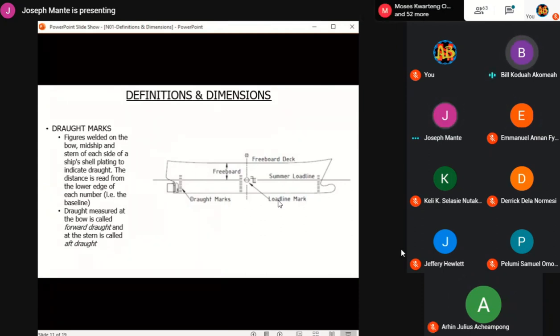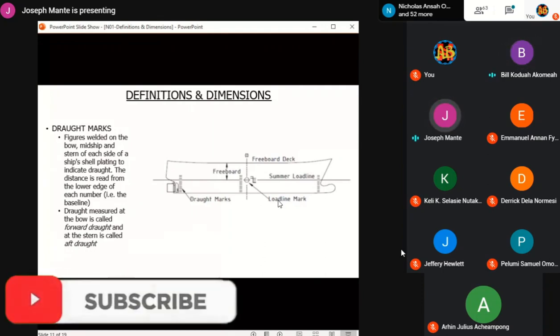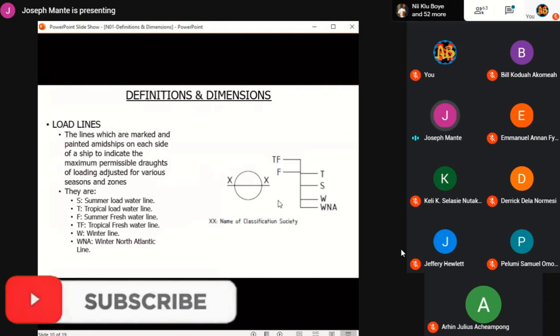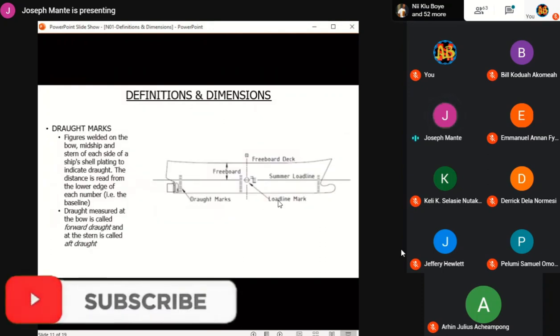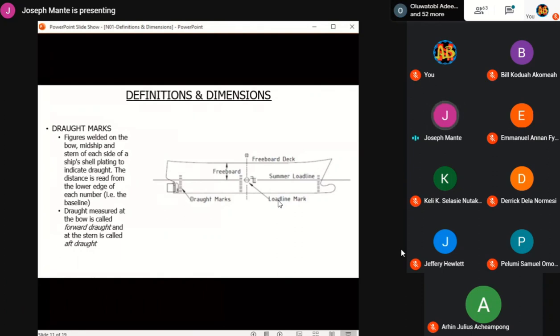Please, don't ocean tides affect the summer load lines? Like maybe when you have high tides, the sea level will be above the load line or something like that. Yes, that's why I'm saying we have summer and we have a winter. You understand? At summer, the sea or the environment you're operating in changes. At winter, it also changes. So at a certain point, that's why we have that. If you are in the winter, you should be able to have your load line at that particular point.